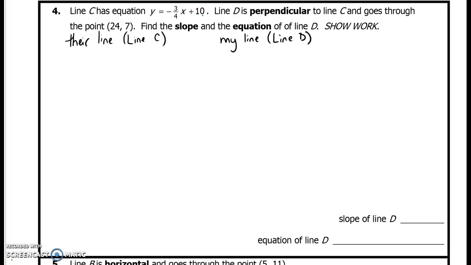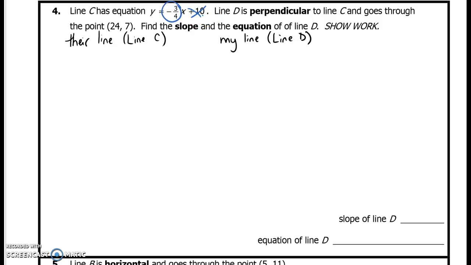I'm interested in finding the equation of line D, which is perpendicular to the given line, and also goes through the point (24, 7). So I'm going to talk about their line versus my line. Their line, I have the whole equation, but the y-intercept doesn't have any impact on my work at all, so I'm just going to cross that out so I'm not even tempted to work with it.